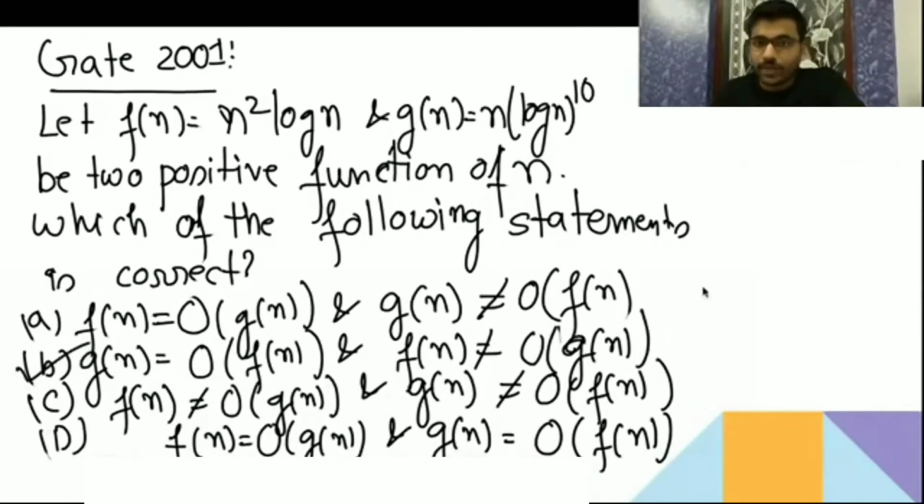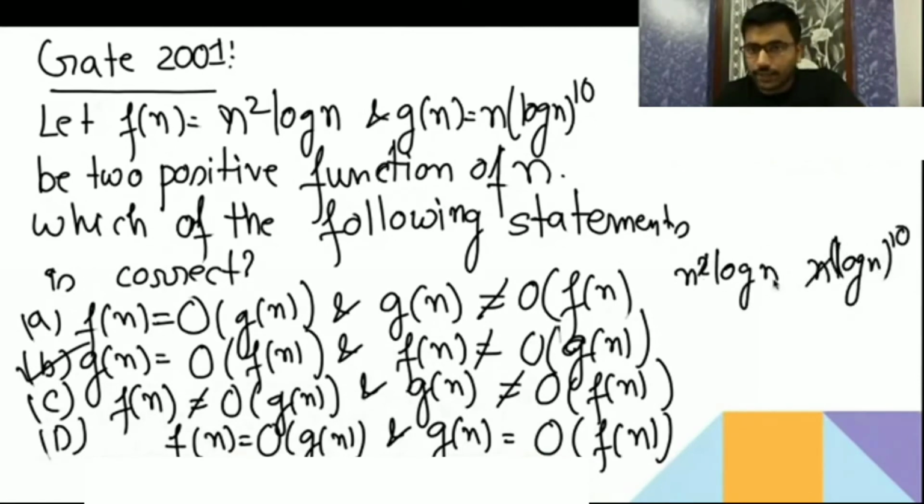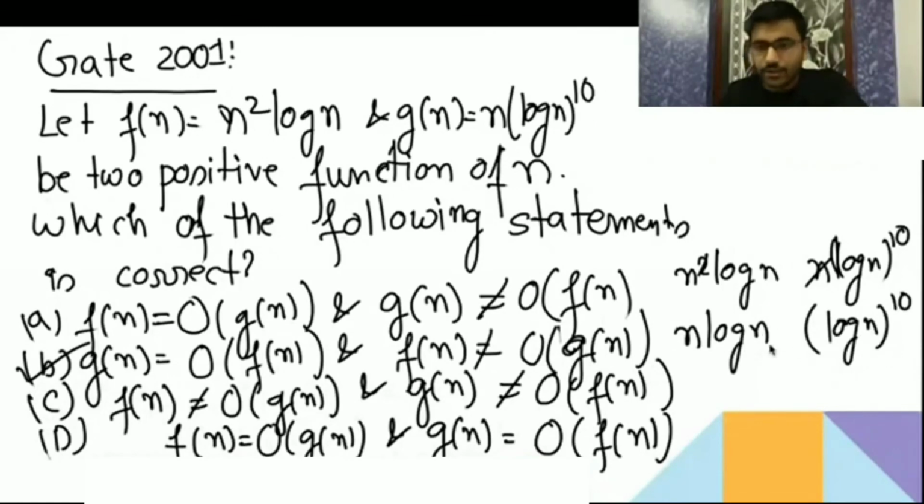If you compare n square log n and n log n to the power 10, you cancel this one n. So it is n log n, and it is your log n to the power 10. So take some number, you will see it. So this is going to be the greater only. By seeing only you can say that it is going to be the greater. Okay.